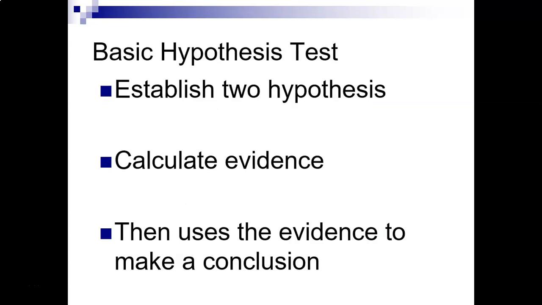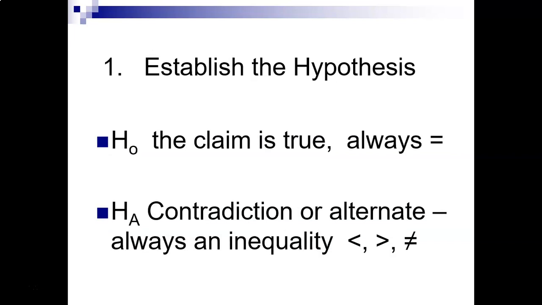So the basic test has three pieces to it. You're going to establish your hypotheses, calculate your evidence, and then use the evidence to make a conclusion. We're not going to focus a lot today on how to calculate the evidence. We'll do that in the next video when we put the whole hypothesis test together. Today, I just want to focus on how you get the hypotheses and how you interpret the evidence that you're given. So first thing is establishing the hypotheses.